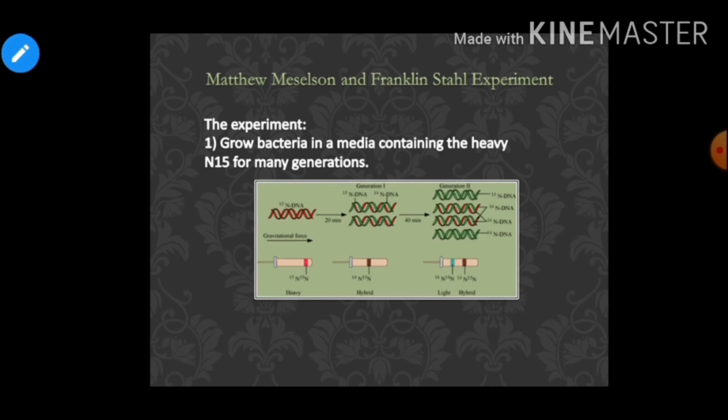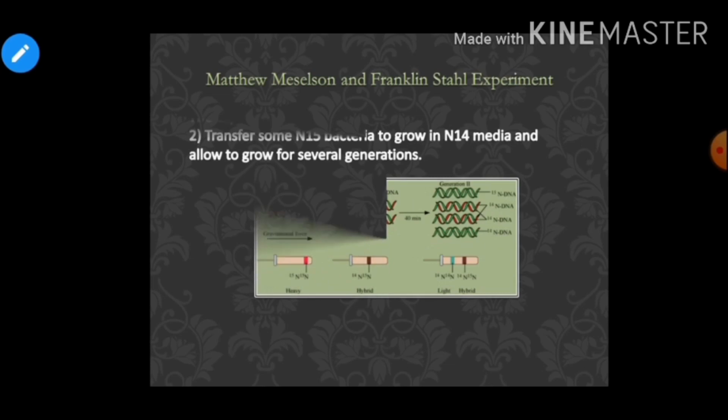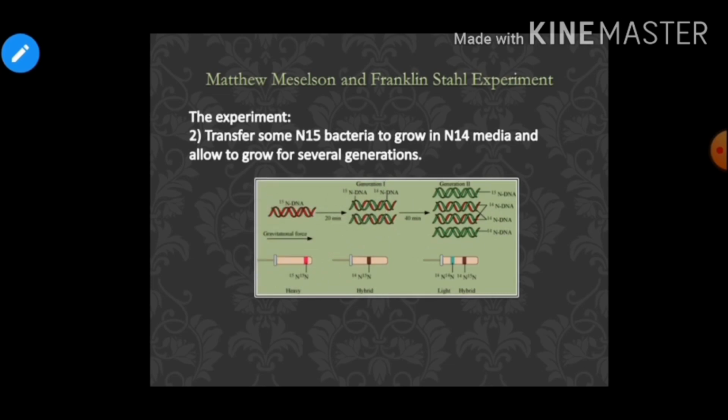Again, E. coli with only N15 in their DNA were transferred to the N14 medium. So now these E. coli have green color. What color were the DNA in them now? Green color, the N14 ones. Now these E. coli with N15 with red color are transferred to the medium that has N14 with green color.